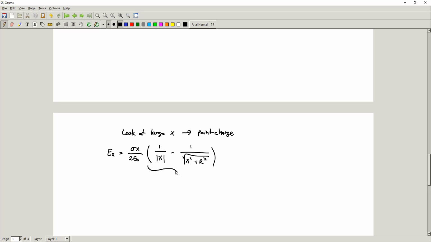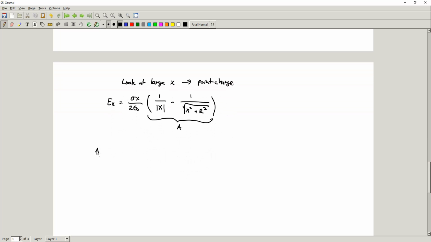Well, let's call this A, and I'm just looking at A here. So A equals 1 over absolute x minus 1 over square root x squared plus r squared. And that's going to be equal to square root x squared plus r squared minus absolute x, over absolute x. I'm just getting them over the same denominator here, so we're basically just cross multiplying, right?